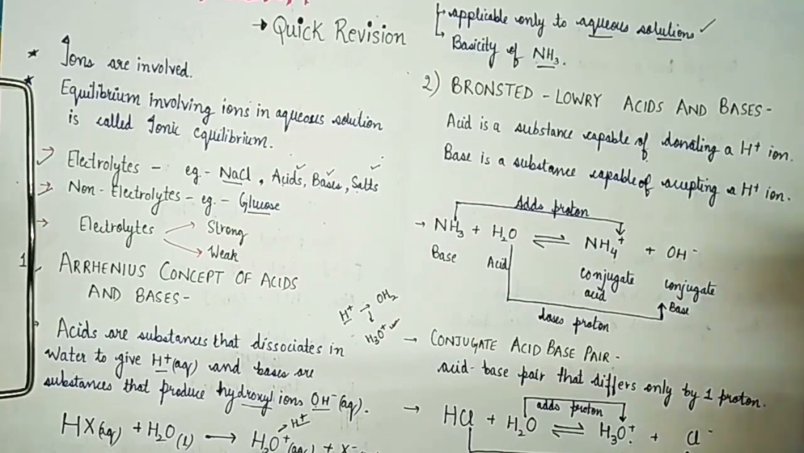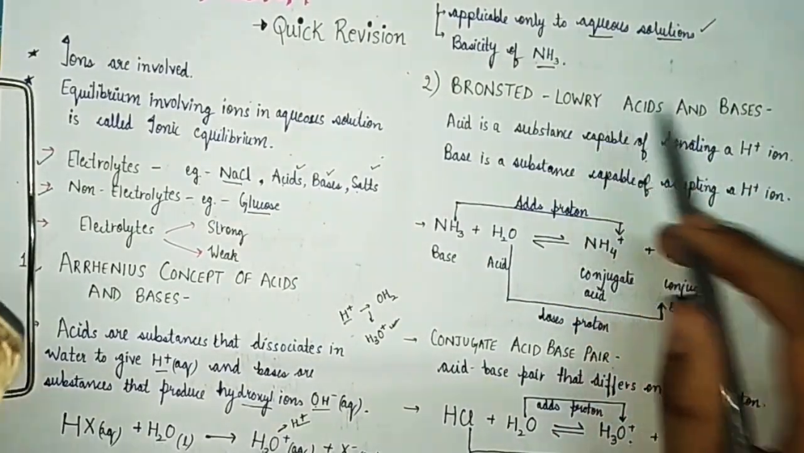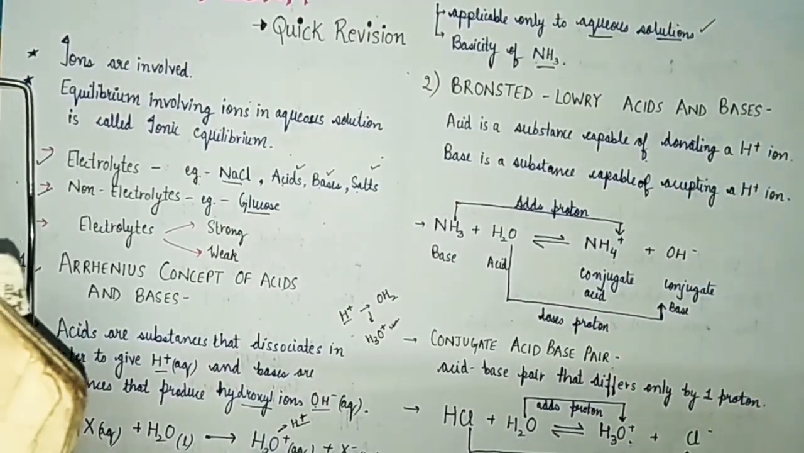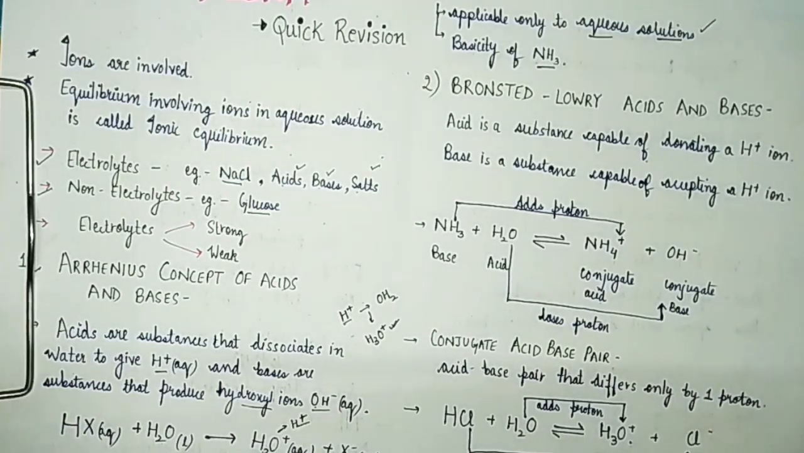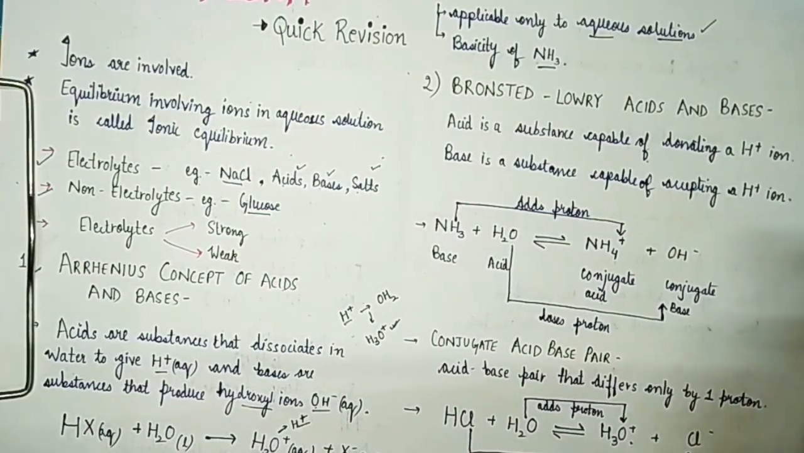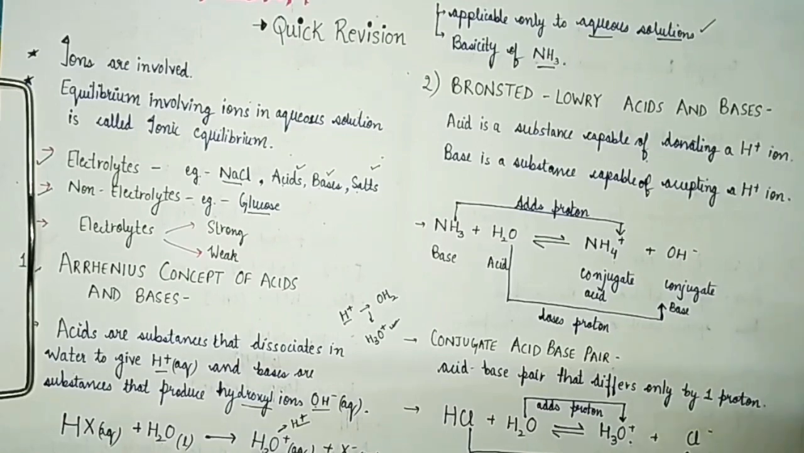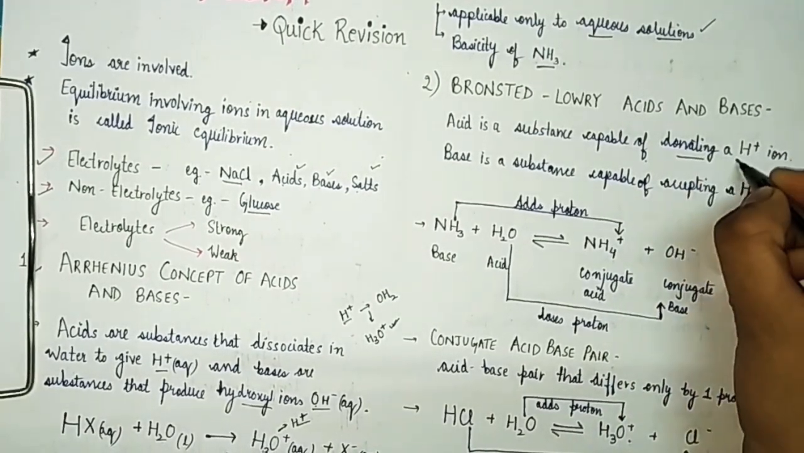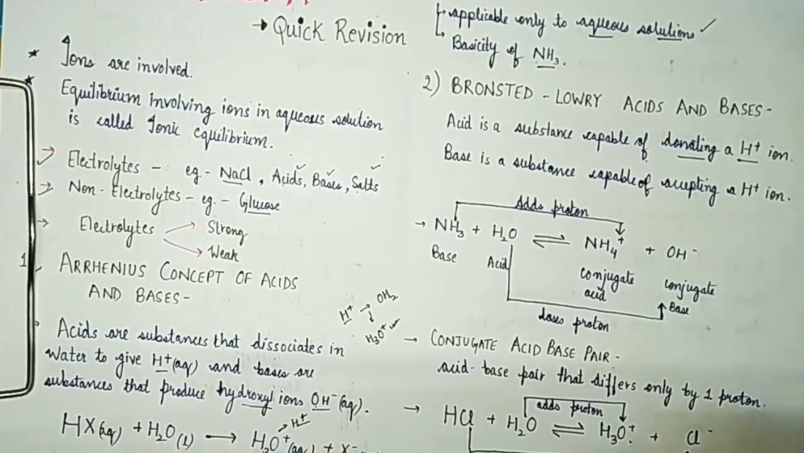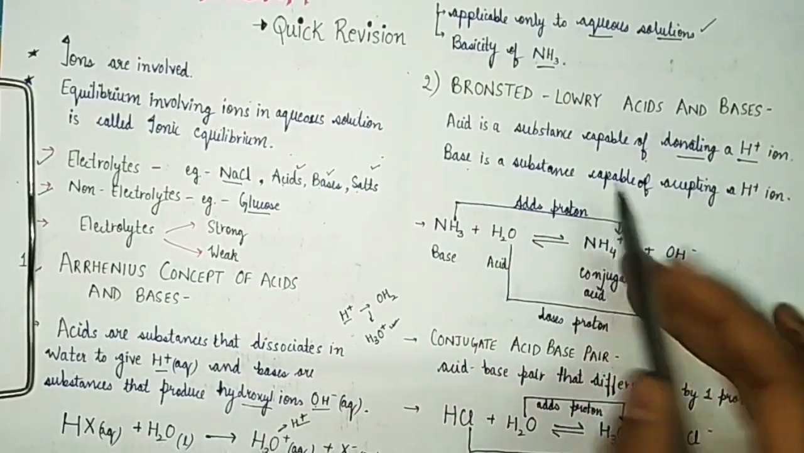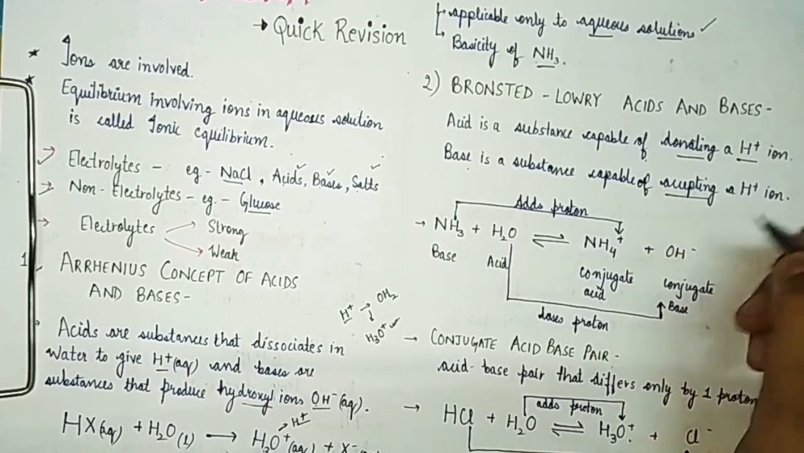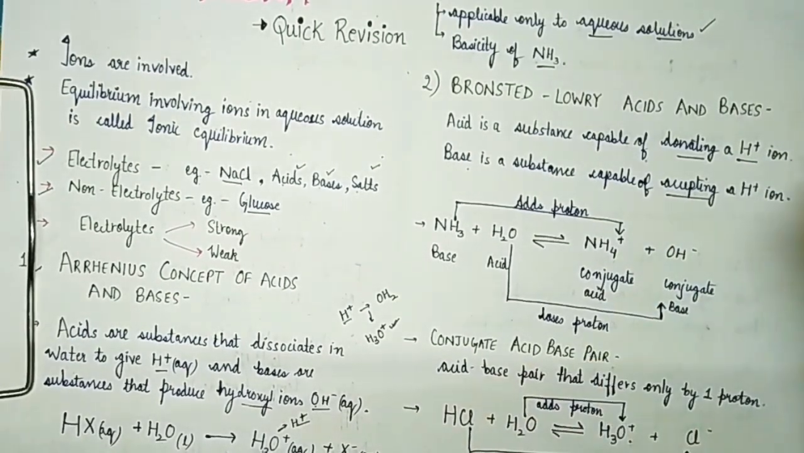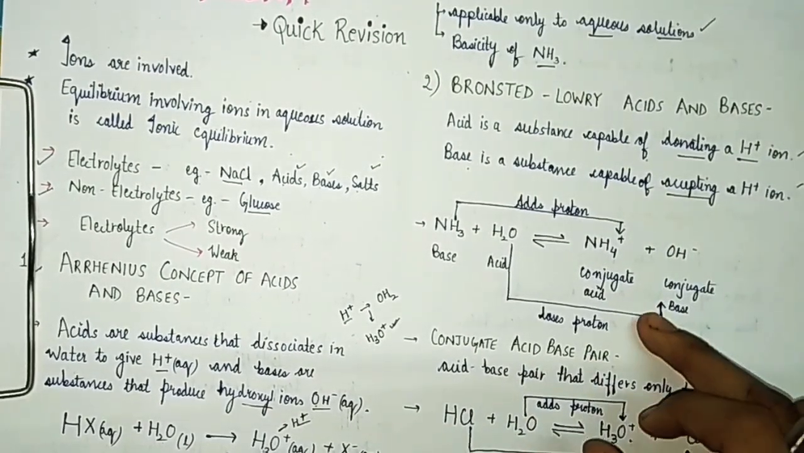This poses a difficulty. So to counteract all these limitations, another theory came. The second one is the Bronsted-Lowry acid and base theory. According to the Bronsted-Lowry theory, an acid is a substance that is capable of donating an H+ or hydronium ion, whereas a base is a substance that is capable of accepting an H+ ion. So this is the main theory.